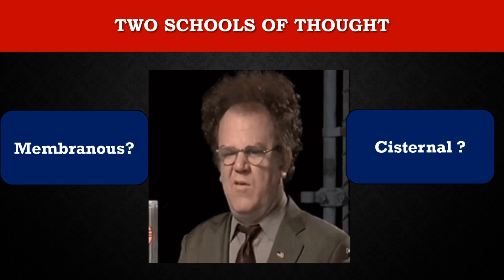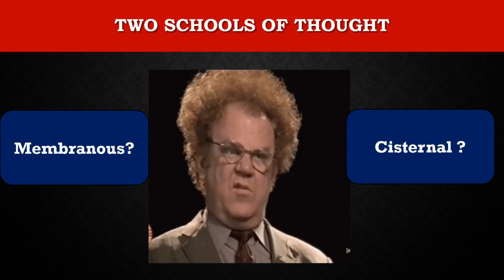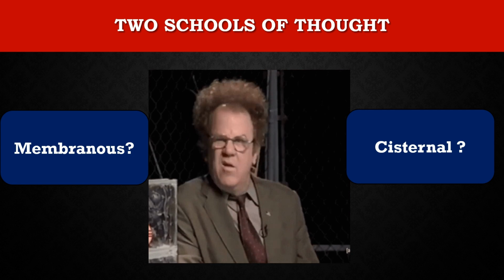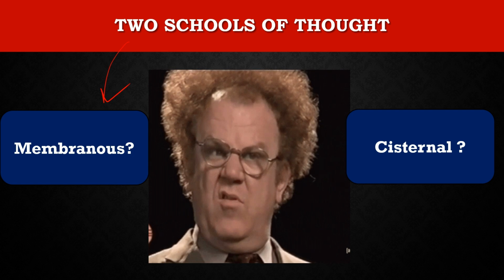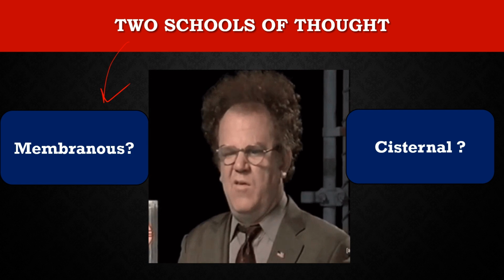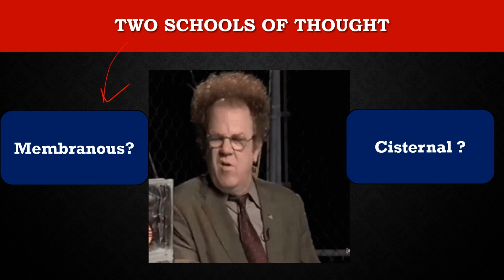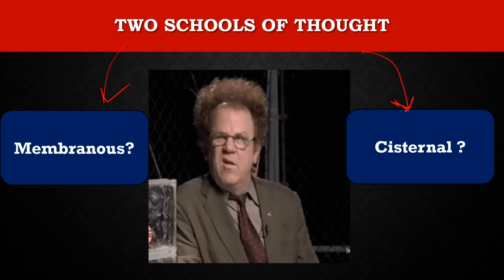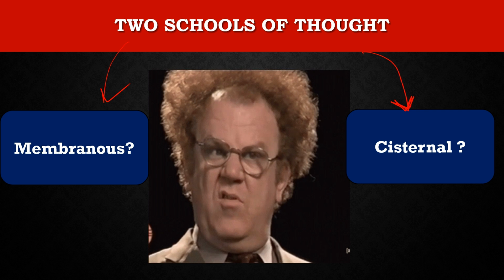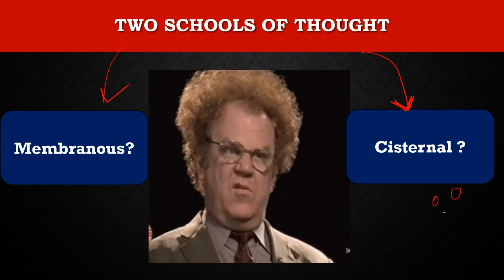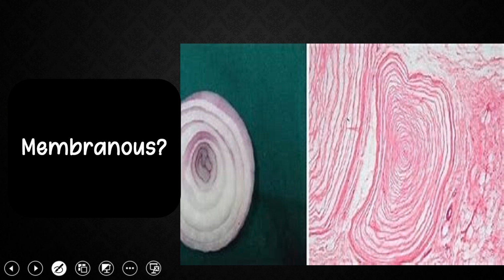Now, when we talk about the medullary vitreous, there are two schools of thought regarding its structure. Some believe that maybe the medullary vitreous is membranous in structure. That means it has this onion peel-like appearance. And another school of thought talks about the medullary vitreous having a cisternal arrangement. That means it is believed that it has various fluid-filled lacunae within it. So which one is true?